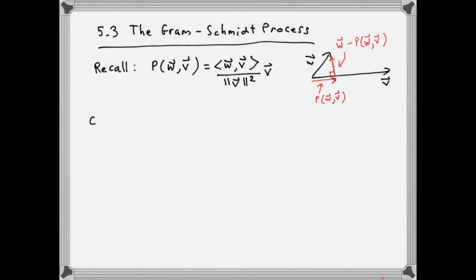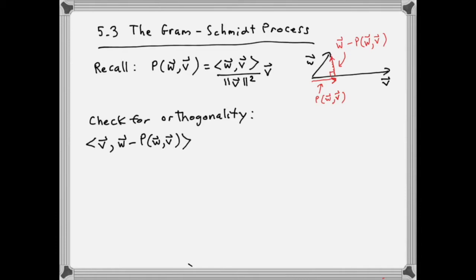Check for orthogonality. So what we're going to do is take vector V and check what the inner product of V with W minus the projection of W onto V is equal to. In other words, we are checking to make sure they are actually orthogonal by using axioms. Using linearity and the distributive property, this equals the inner product of V with W minus the inner product of V with the projection of W onto V.